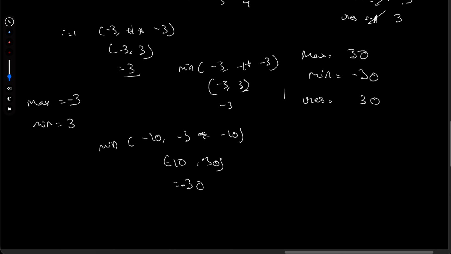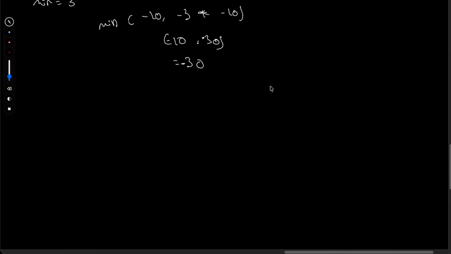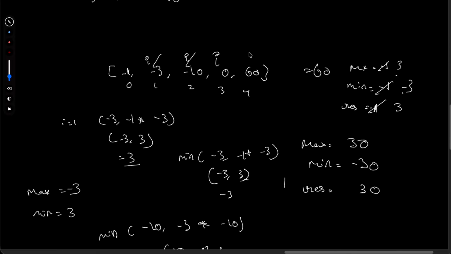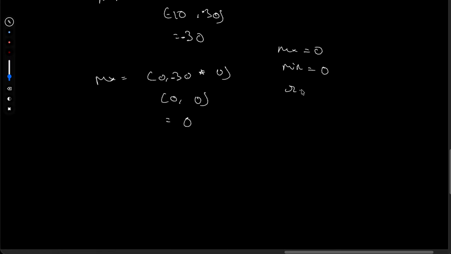Now i comes here at index 3, the value is 0. 0 is not negative, so we don't swap. The max is 30 times 0, which is 0. For the min, negative 30 times 0 is also 0. So the result is still 30. So 0 resets everything.